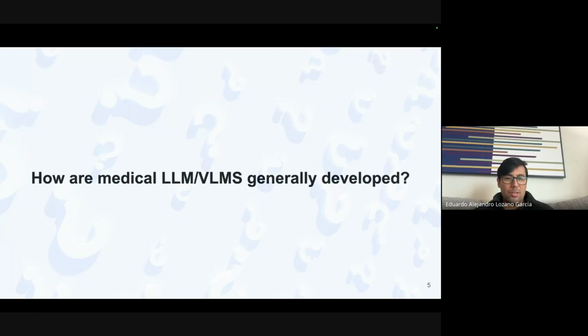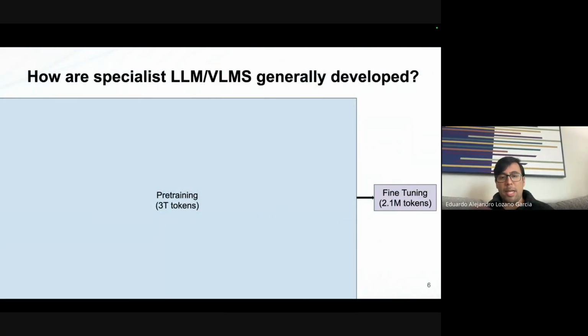How I'd like to start is by asking a very simple question: how are medical large language models or vision language models generally developed? If we look at the dataset perspective, any specialist model is actually constructed in the same way. We have a base model that is pre-trained on trillions of tokens, including pre-training with SFT and then also reinforcement learning. After that, we fine-tune this model with a specialized dataset. Let's say in medicine, a 2.1 million token dataset would be considered quite good.